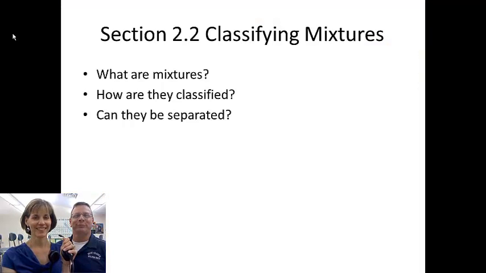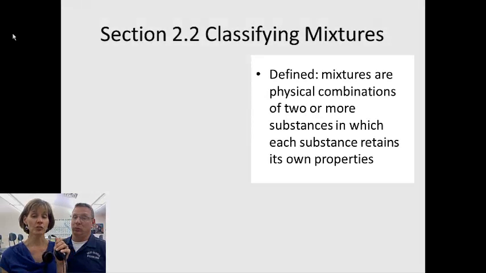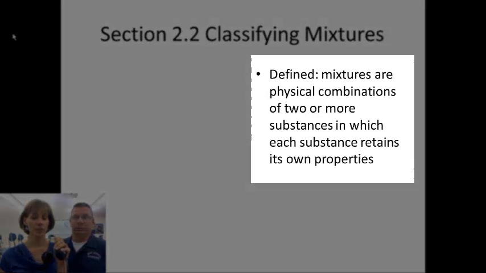Okay, so classifying mixtures. We need to know what they are and then how we tell them apart, because there happen to be some different kinds. So let's first look at a basic definition: physical combinations of two or more substances that retain their own properties.